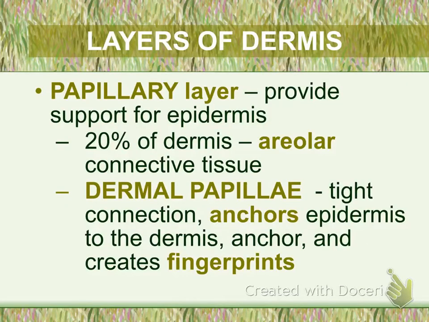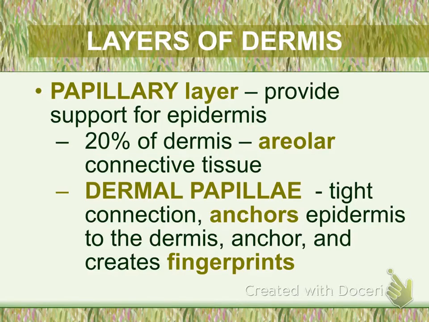The dermis also has two layers. The more superficial, or the top layer, is called the papillary layer. The word papilla means finger-like projections. They provide support for the epidermis, and the papillary layer makes up about 20% of the dermis, and it is made up of areolar connective tissue.